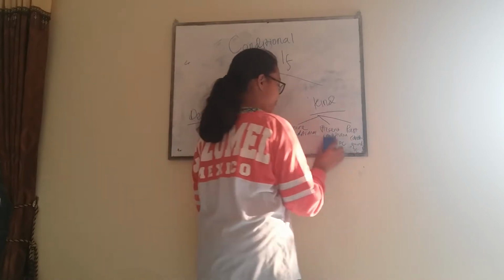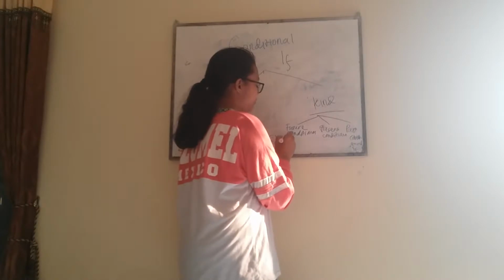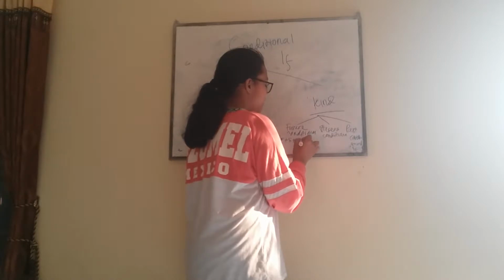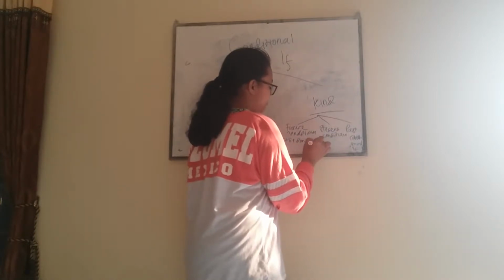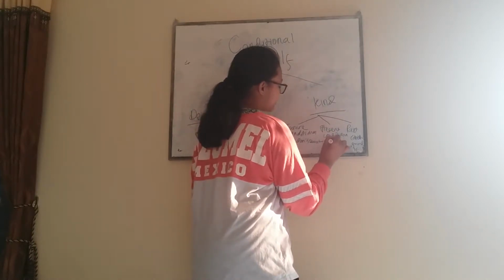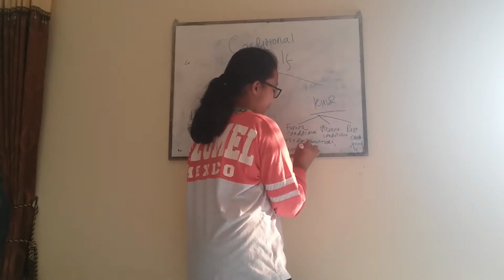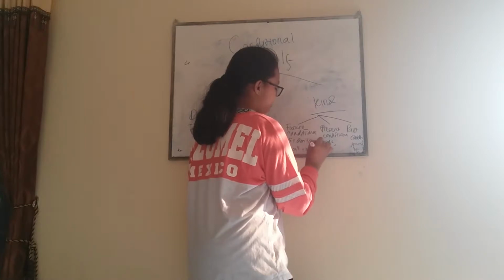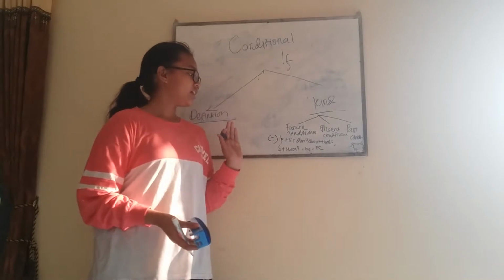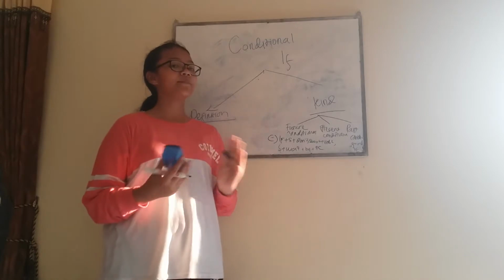And the pattern in negative is if plus subject plus don't or doesn't plus verb 1, comma, subject plus won't plus be plus predicate complement. For the example, if John doesn't go to Malang, John won't be happy next time.